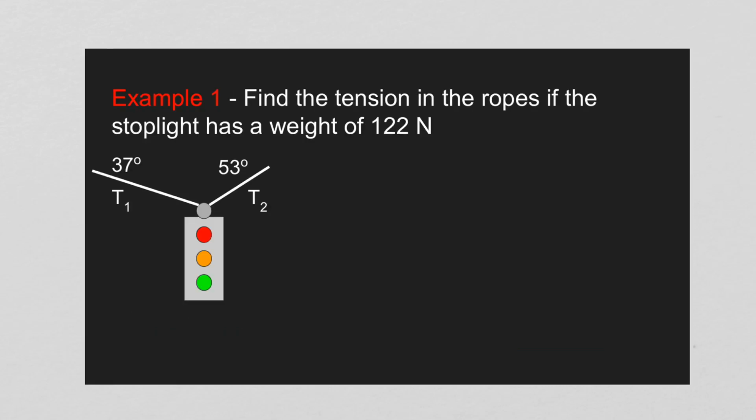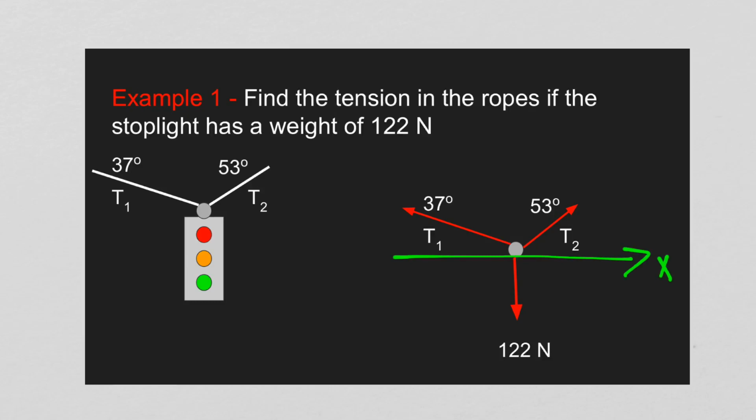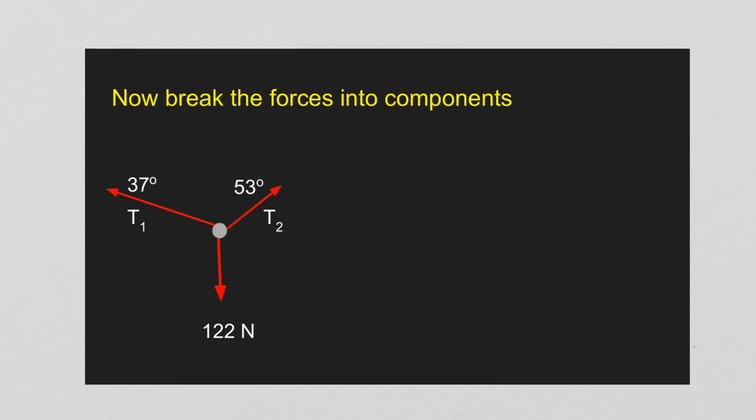For an example of this, let's look at this stoplight. How do we start? Well, we always draw some type of diagram. We draw a force diagram. Here it is. And then we establish our axes. So I'm going to make this the x hat, and I'm going to make straight up the y hat. Now, as we mentioned, we need to break this into components.